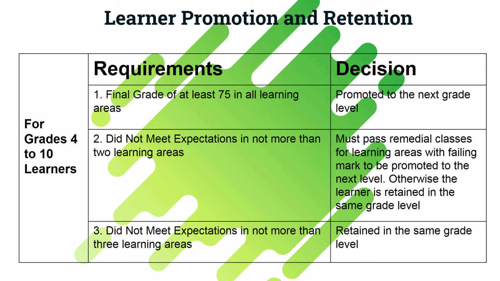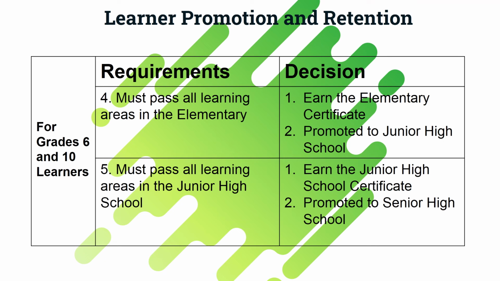This is for grades 4 to 10 learners. The requirements and decisions are the same. This is for grades 6 and 10 learners. The requirement is to pass all learning areas in the elementary. The decisions: earn the elementary certificate, then be promoted to junior high school. For the junior high school or grade 10, must pass all learning areas in junior high school, earn the junior high school certificate, and be promoted to senior high school.